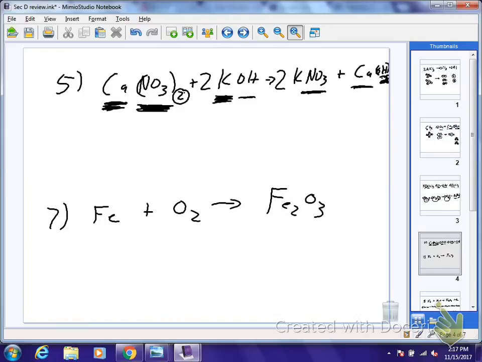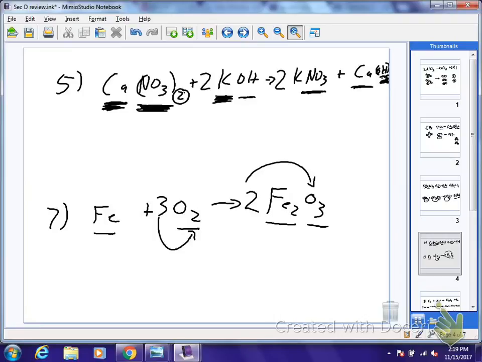Number 7. Okay, so we're looking at iron. It's 1 here and 2 here. But I see out of the corner of my eye, oxygen, we have 2 and 3. So maybe before I do iron, I can do oxygen, because I know that's probably going to mess me up with my iron again. So I put a 3 in front of O2, and I put a 2 in front of O3, because this 2 multiplies through that 3, and this 3 multiplies that 2, so there's 6.